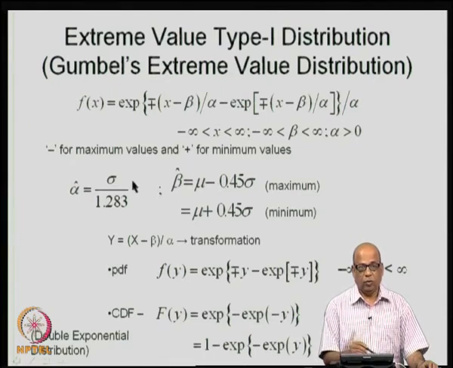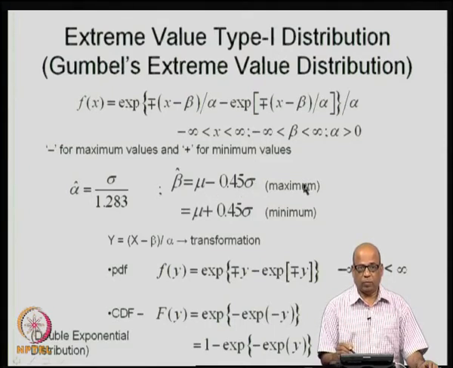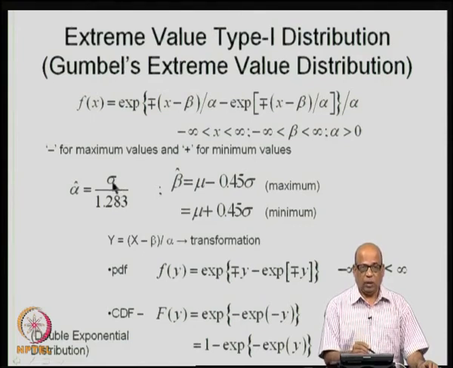and we have the relationships for alpha and beta, which are estimated from the samples using the standard deviation and the mean. So, if we are looking at the extreme value distribution type 1 for maximum values, then we use the negative sign here in the PDF, and for minimum values we use the positive sign in the PDF. Correspondingly, for the estimate of the parameter beta, we use the negative sign here. It turns out to be mu minus 0.45 sigma for the maximum values, and for the minimum values you get mu plus 0.45 sigma. So, given the sample values, you estimate the sample standard deviation, and you also get the sample mean, from which you can estimate alpha and beta.